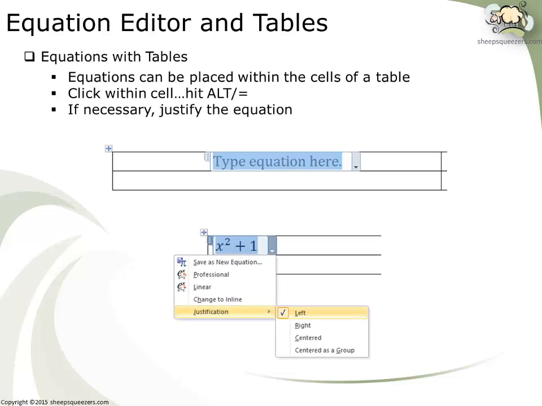If necessary, you can justify the equation. You can either use the drop-down box, click on justification, and use left, right, or centered. Another way to do that is to just click somewhere in the equation, and back on the Home tab, you can click on the typical justification buttons, the left, center, right. You got the general idea.